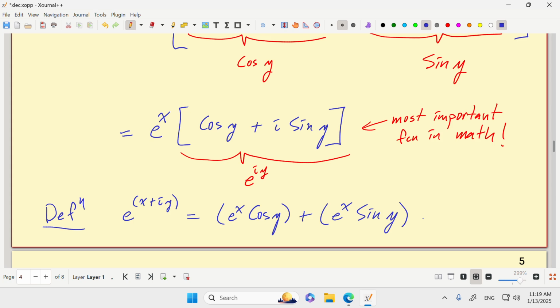Question? Are we missing an i on the e to the x? Probably, yeah. Thank you. That's good. You should do that whenever I do that. Other question? Same? Okay, yeah. Let's see.